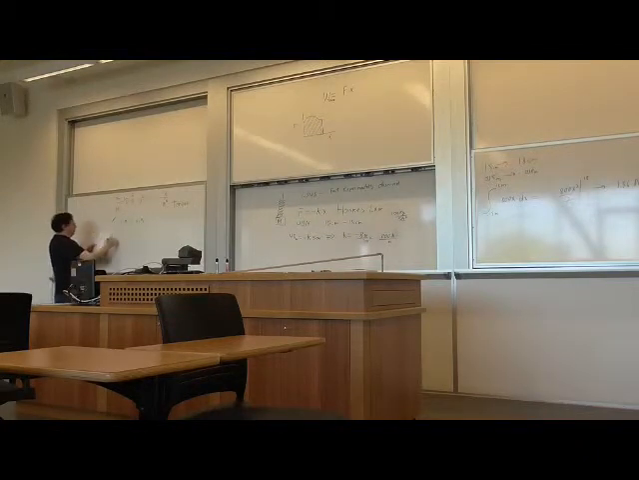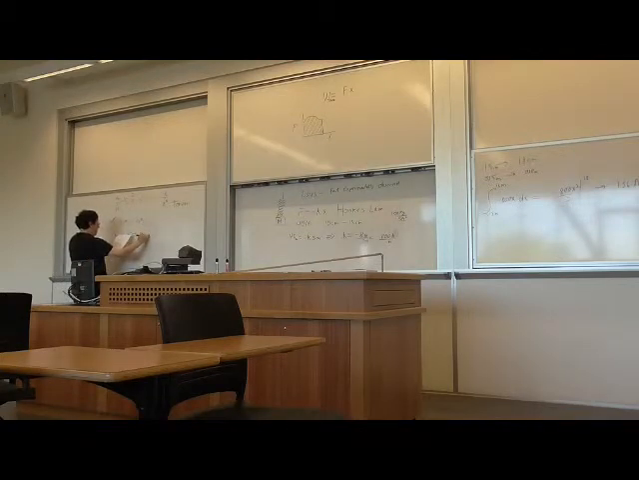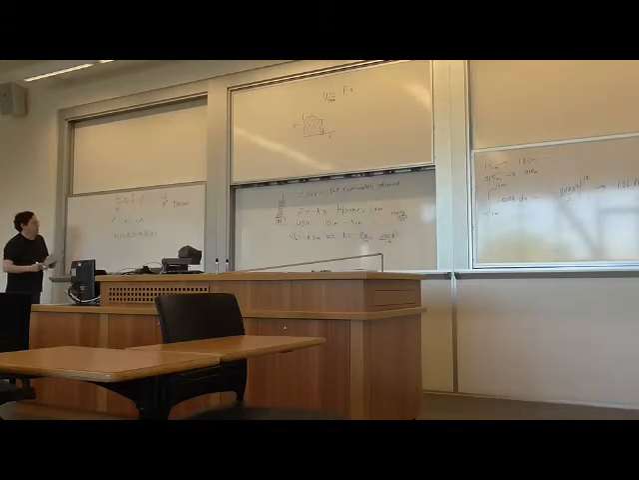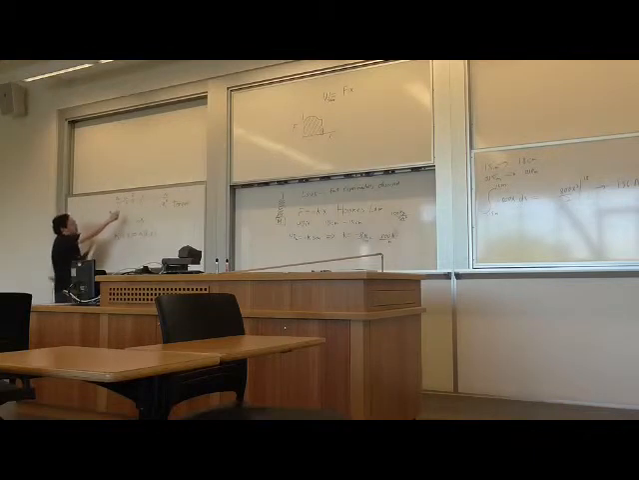And so we're going to have that m2 times (x2 minus x average) has to equal m1 times (x average minus x1). I mean, this is kind of what we want to know. We want to know what x average is.